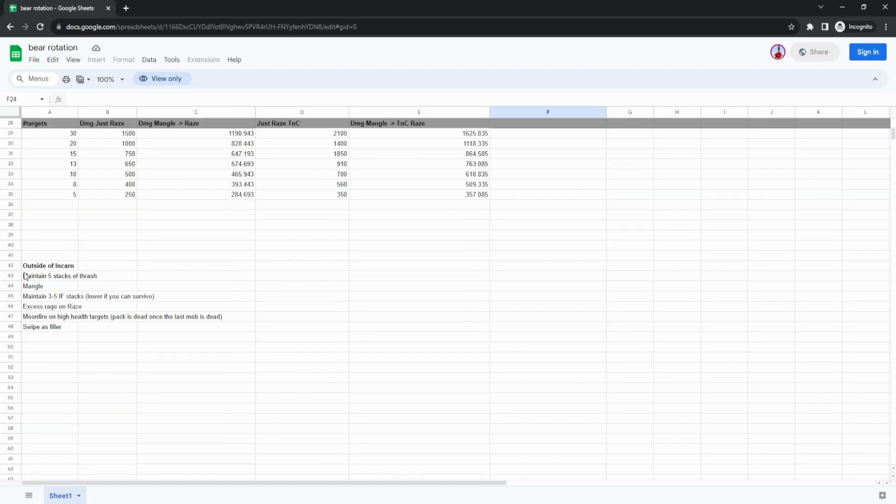And then outside of Incarn, lastly, maintaining 5 stacks of Thrash is definitely priority number one. That is 10% damage reduction to you, you take 10% less damage, as well as you deal 10% more damage to every single target. So very important, never let this drop. And then you obviously want to press Mangle to generate more rage, as well as get Vicious Cycle stacks. And then maintain 3 to 5 stacks of Iron Fur just to be safe.